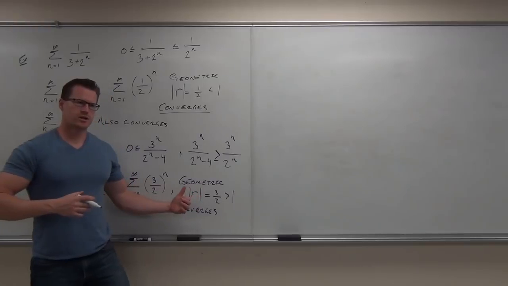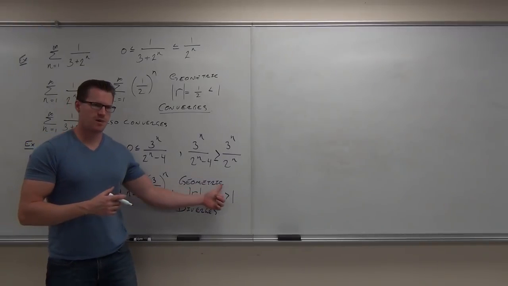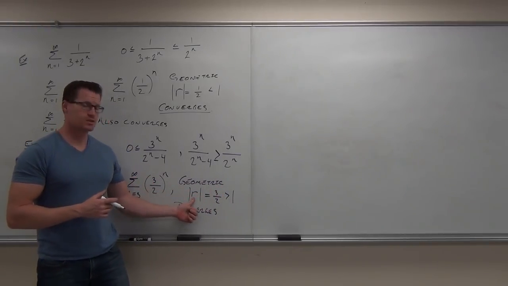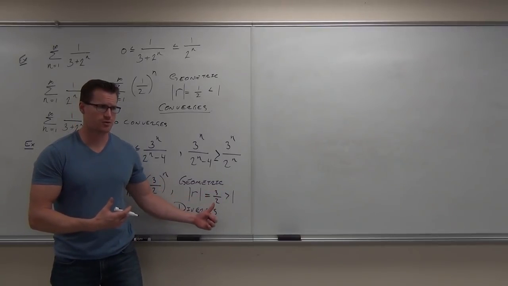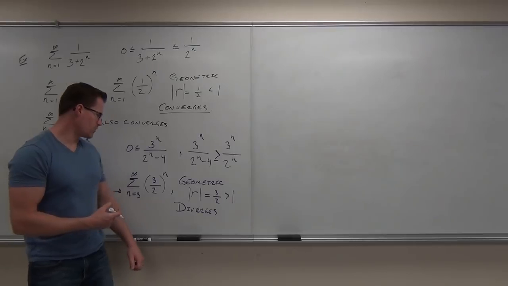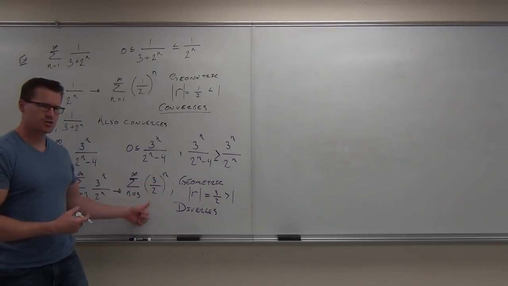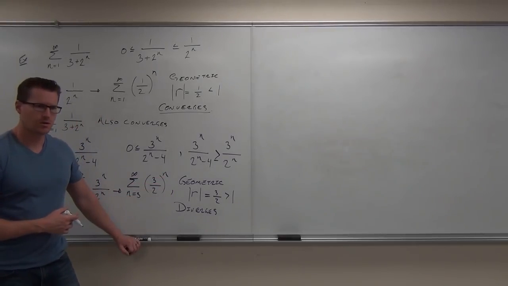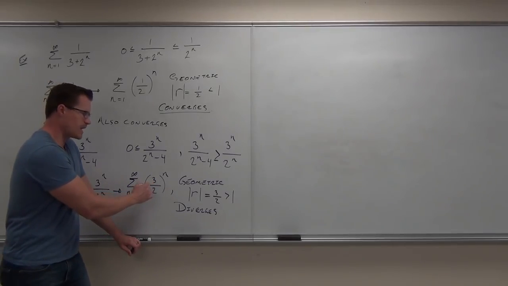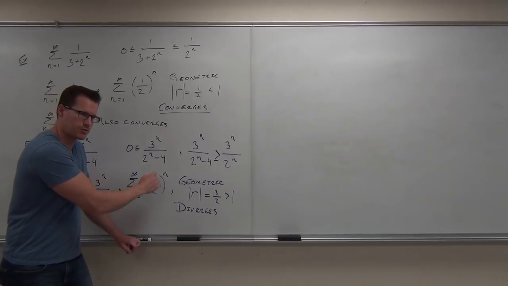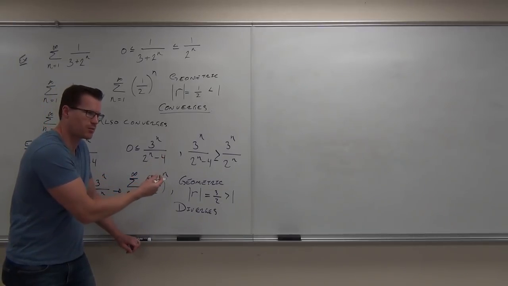Notice these are not arbitrary statements. You state it is geometric. You state that the r is 3 halves. Absolute value of r is 3 halves. It's bigger than 1. Therefore, this geometric series diverges. Now, is it going to be a problem that this doesn't match? No. Could you make it match? Yes, you could. You just pull out 3 halves to the third, and you'd have 3 halves to the n minus 3. Not a problem.